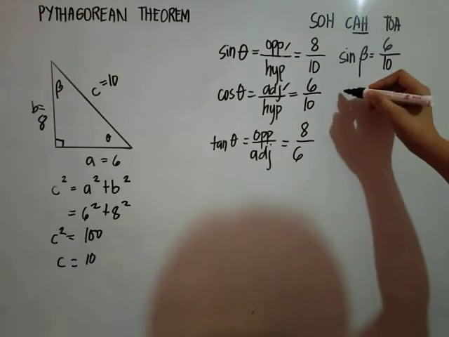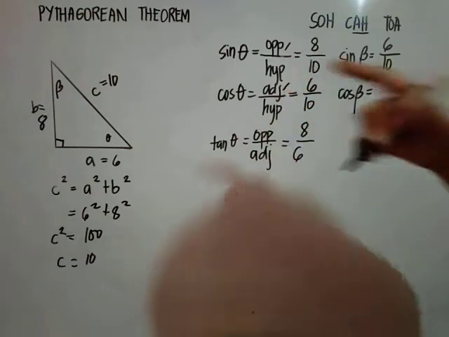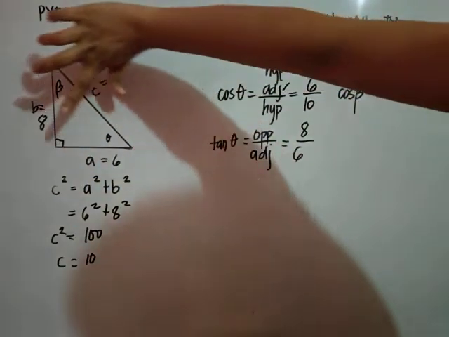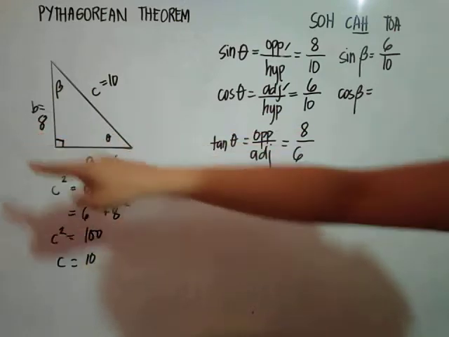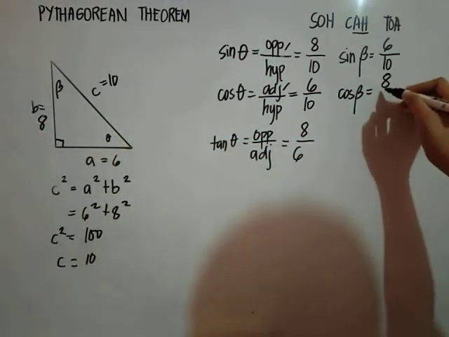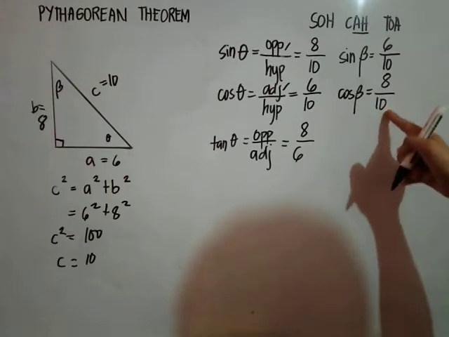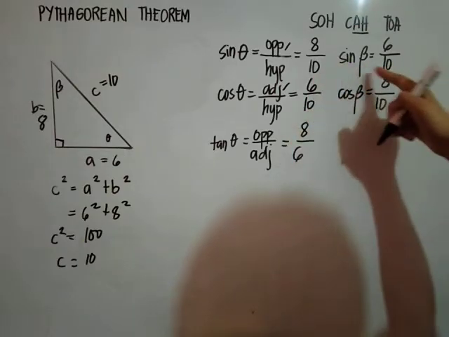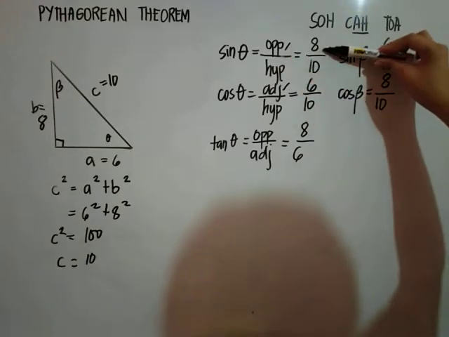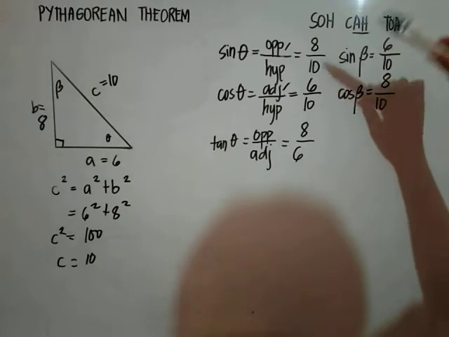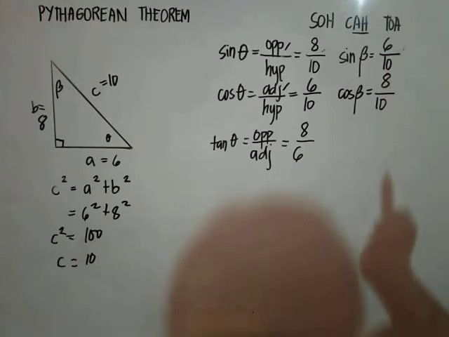And then, cosine beta will be equal to, ano naman yung adjacent side natin? So, with reference dun sa beta natin, yung adjacent side sa kanya is si 8. So, we have 8 over 10. So, mapapansin nyo, sabi ko nga, hindi nagbabago yung value ng hypotenuse natin. So, dito, nag-interchange na yung value ng opposite side tsaka adjacent side. So, yung opposite dito kay theta, adjacent naman kay beta.